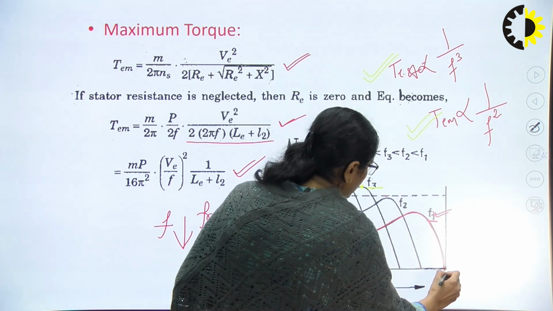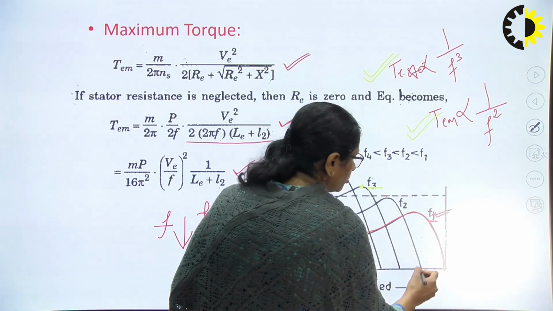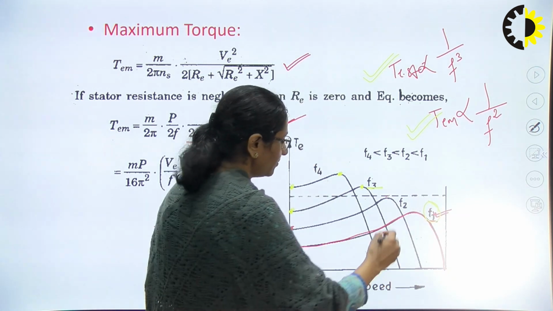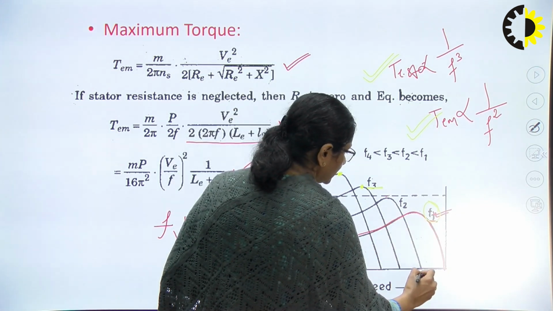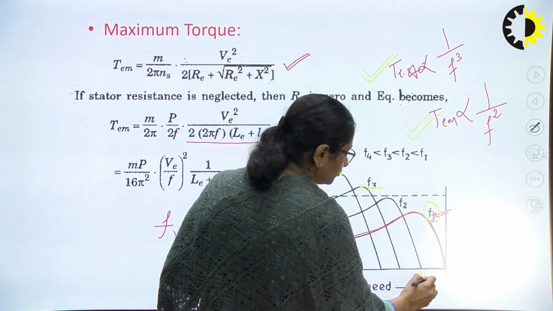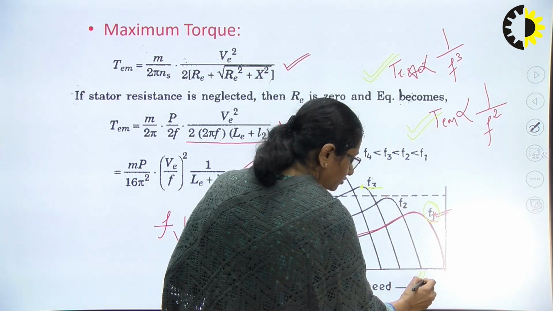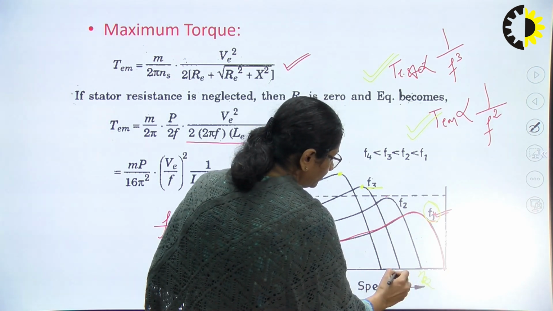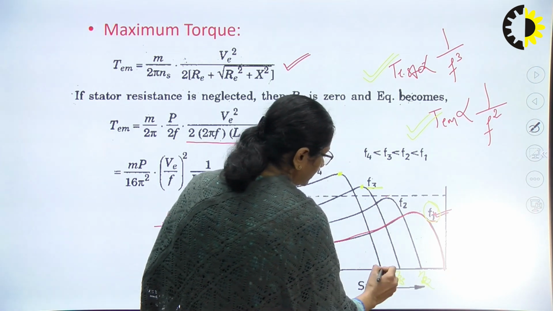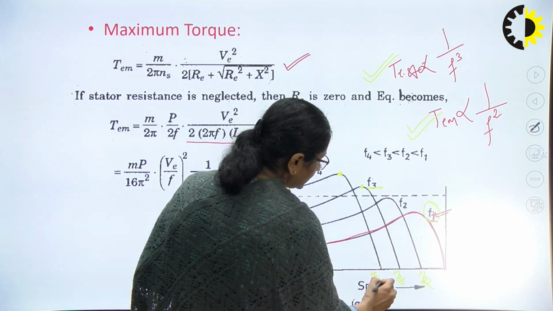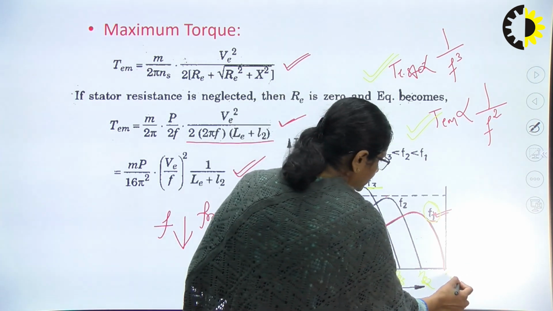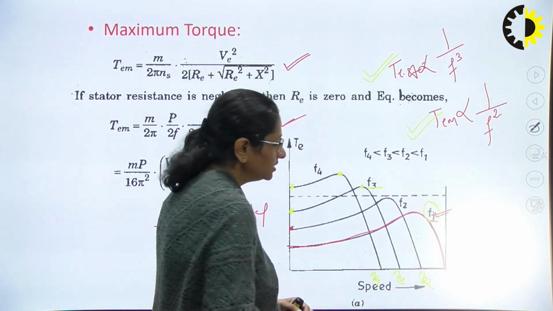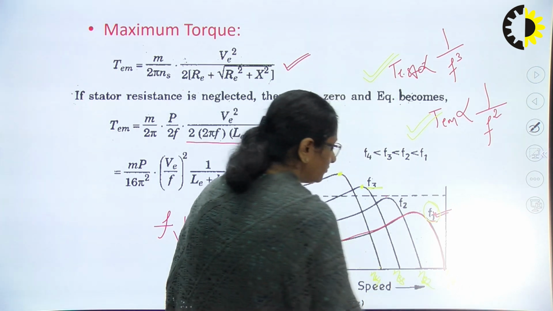Always see that it is the synchronous speed of the motor which is obtained corresponding to the rated frequency supply given to the motor, then it is corresponding to frequency F2. So, let it be NS2, let it be NS3, let it be NS4, and likewise let it be NS1, which corresponds to the rated frequency of the motor.